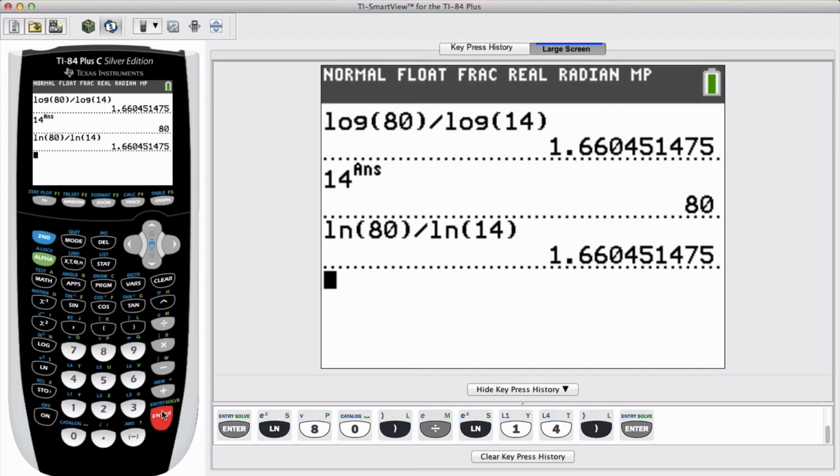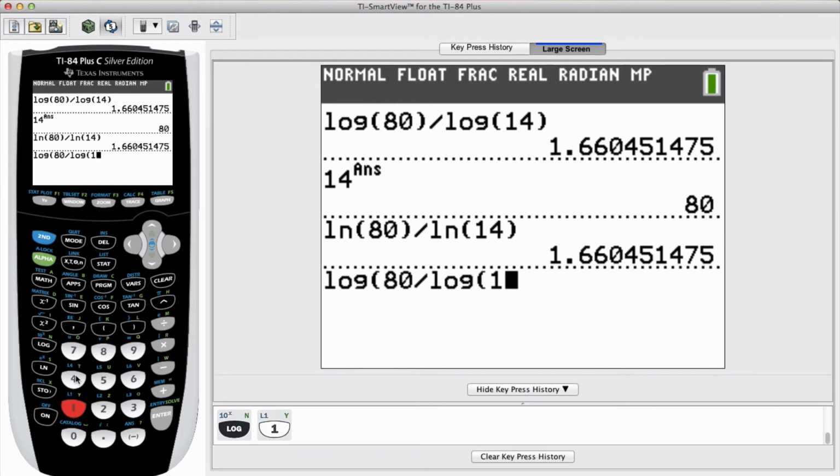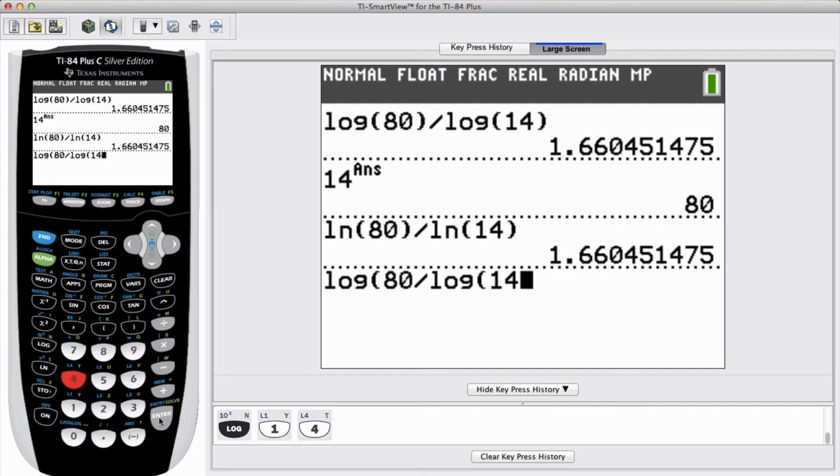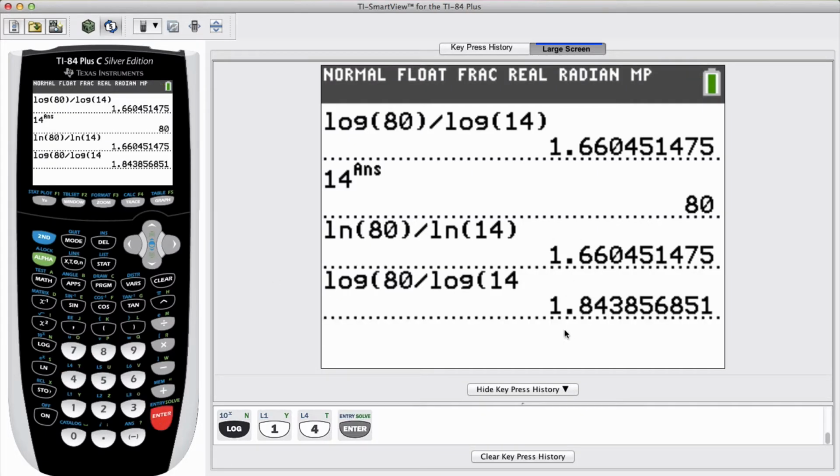Now, I just want to quickly demo the most common mistake I see, and I know none of you guys will be making this, but I kind of mentioned the importance of using parentheses. So if I did log of 80 divided by log of 14 and didn't use any parentheses, what it's doing is taking the logarithm of this entire expression. So when I press enter, notice I get something that looks kind of reasonable, but it's definitely wrong. So I cannot stress enough how important it is to use parentheses.